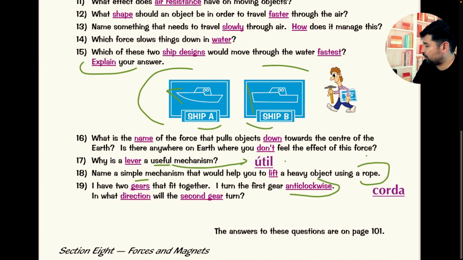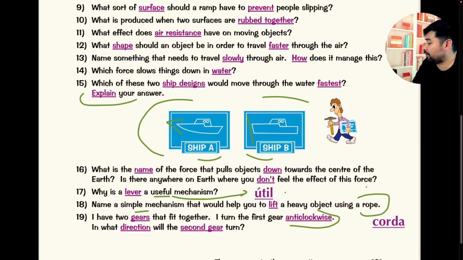Teacher, I don't know. I mean, remember, in the page before, in today's study, we learned normally if we move one to one side, what happens to the other one? We learned that today. Nós estudamos isso hoje. So go back there if you don't understand and check, get the answer, okay? So these are the questions of today. I have two gears that fit together. I turn the first gear anti-clockwise. In what direction will the second gear turn? So these are the questions of today, okay?